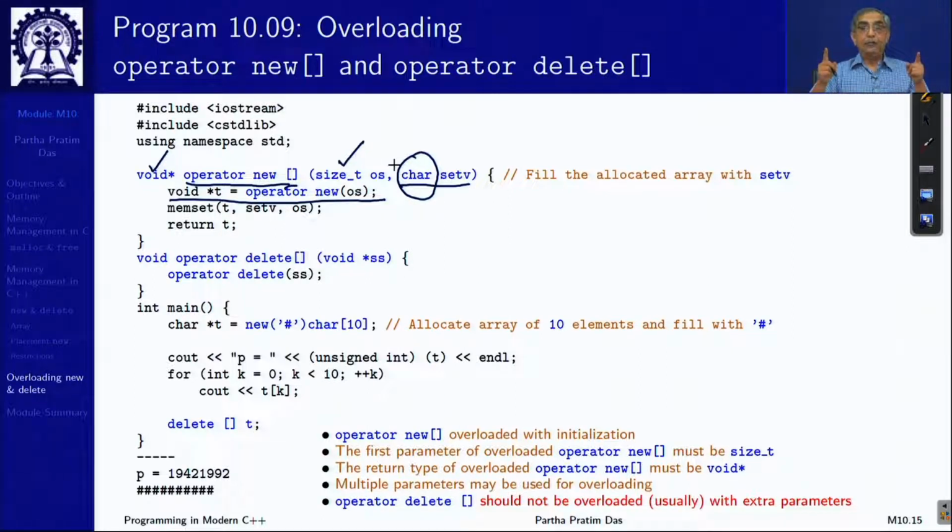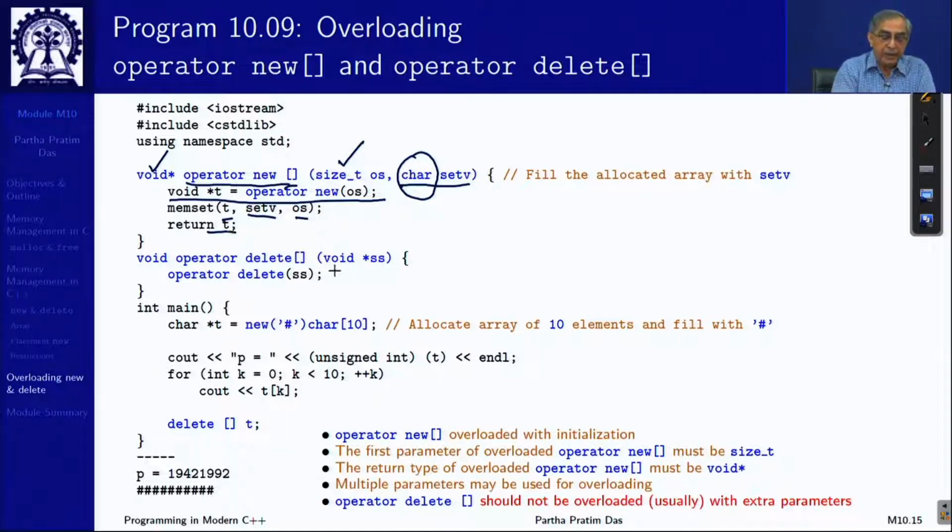So, I do a memset. Memset is a function available in string.h. Right? It takes the pointer, the character and the size, and fills it up, a simple way. So, everything has been filled with the hash initialization and then I return it. This is different from the default behavior of array new operator. This fill up mechanism is not there.